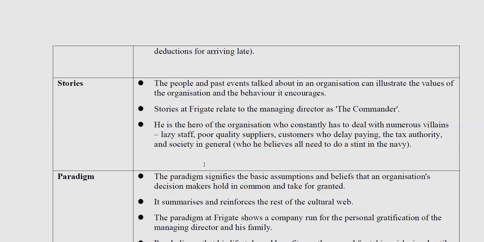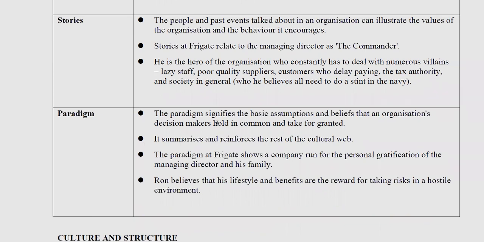So that's the stories. And the paradigm signifies the basic assumptions and beliefs that an organization's decision makers hold in common and take for granted. It summarizes and reinforces the rest of the cultural web. The paradigm at Frigate shows a company run for the personal gratification of the managing director and his family. Ron believes that his lifestyle and benefits are the reward for taking risk in a hostile environment. That's the major basic assumption that he holds. So this is how you apply the cultural web. Define, tell us what you see from the case.